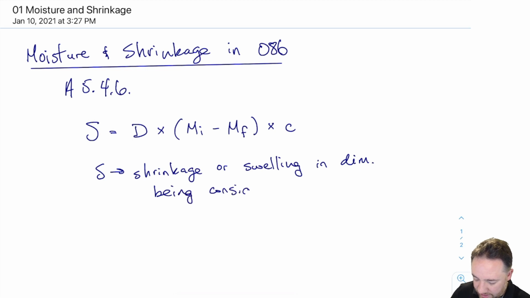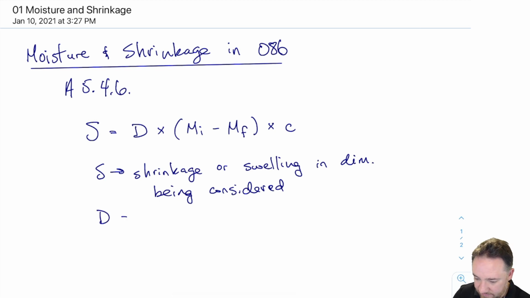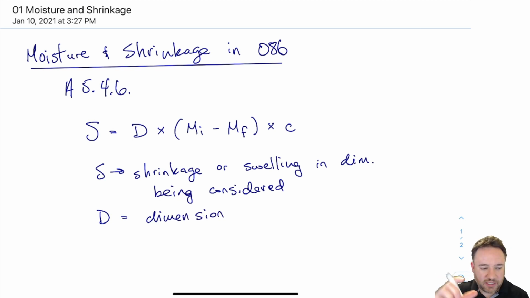You'll recall that depending on which dimension you're talking about, whether you're talking about a cross-sectional dimension of a piece of wood or the longitudinal direction of a piece of wood, the shrinkage is different, and it's the C parameter that accounts for that. D is the dimension. So that will be either the width of your piece or the height of your piece cross-section, or the length of your element.